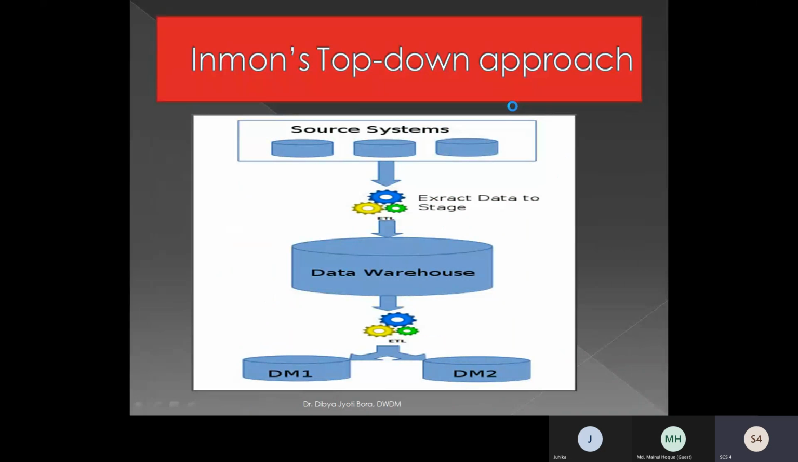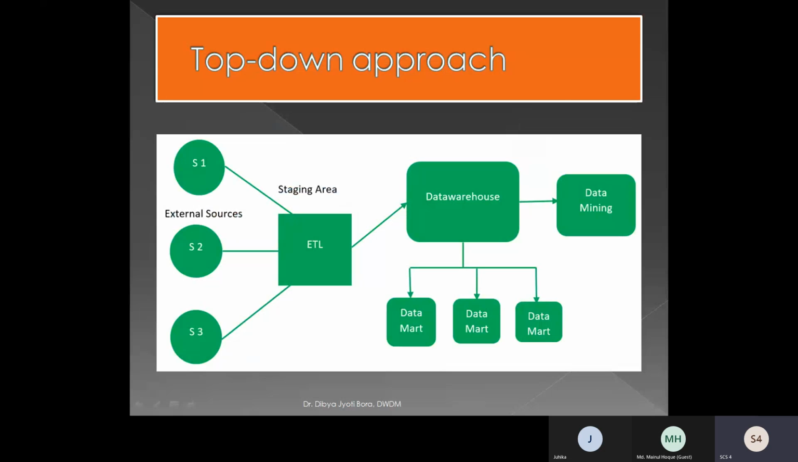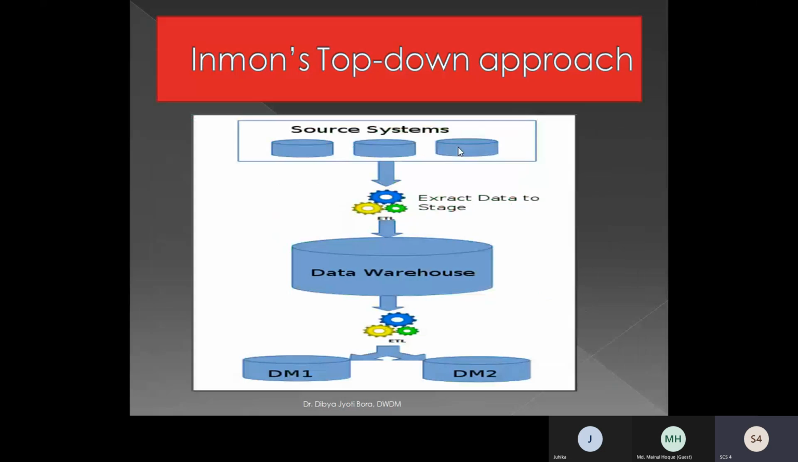Now we have the computer scientist who proposed this approach. By his name, this top-down approach is also known as Inmon's top-down approach, because he is the one who proposed this approach.